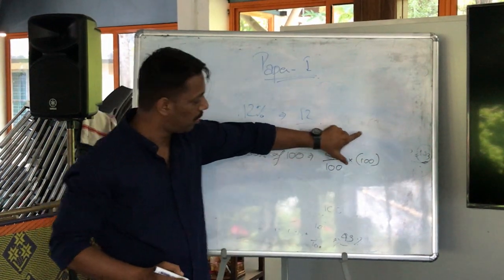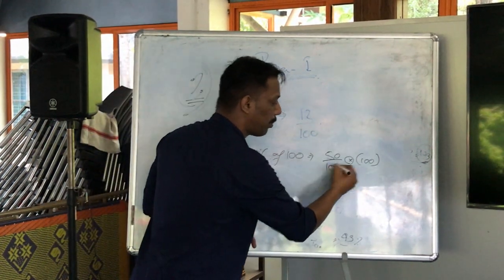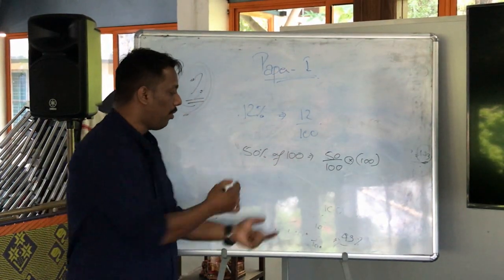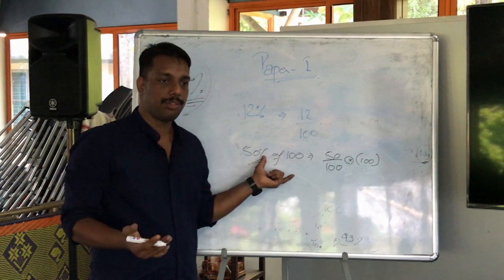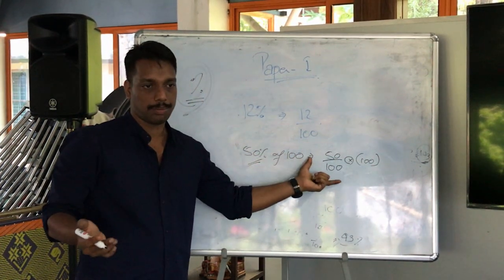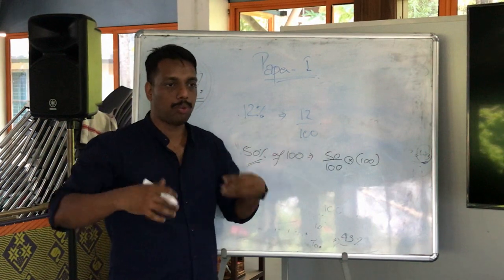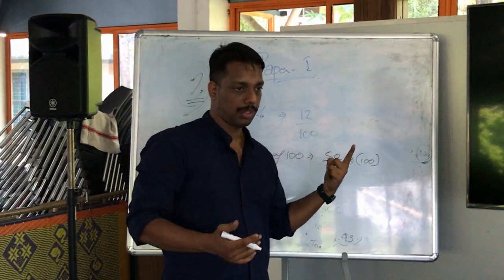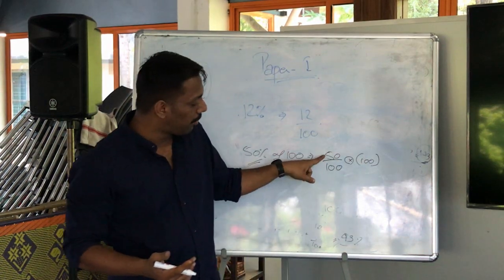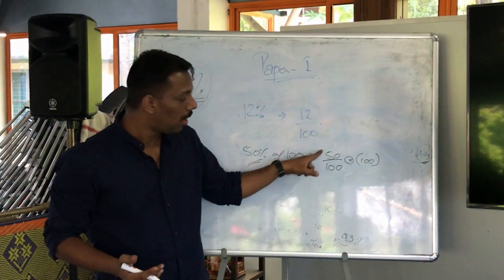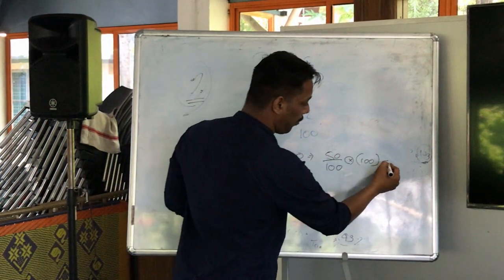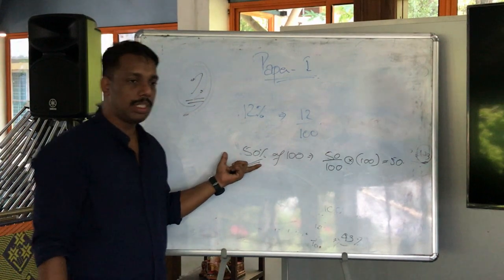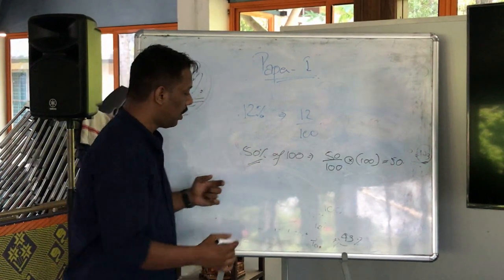In 50% of 100, of is nothing but multiplication, right? You know the meaning of 50%: 50 out of 100. Then 50 out of 100 of what? Of 100. Which is nothing but 50 by 100, which is 1 by 2. Half of 100 is 50. 50% is nothing but half, right?